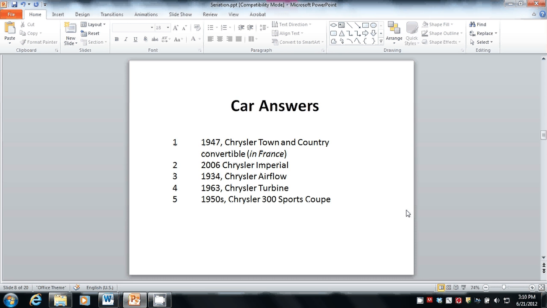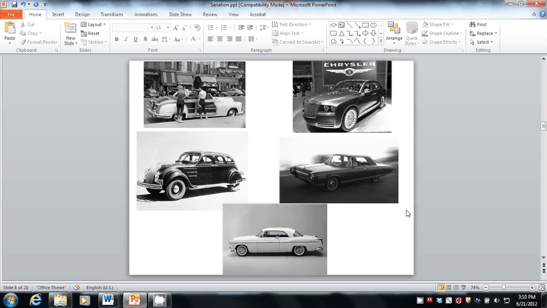And so let's look at this again. It goes 3, 1, 5, 4, 2. So 3 being the oldest, then 1, then 5. And 1 and 5 ought to look alike, right? Because they're about roughly the same period of time, late 40s, early 50s. And then we have our 1960 Mobile, 1963. And then a more recent and modern version of the Chrysler.